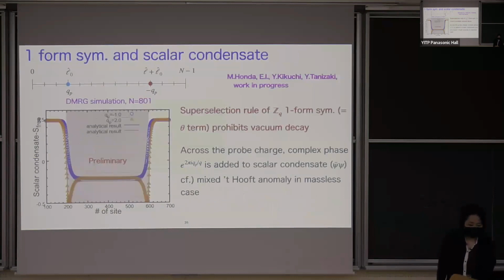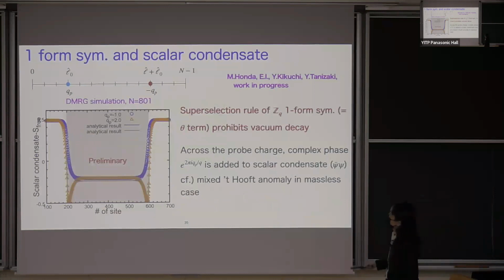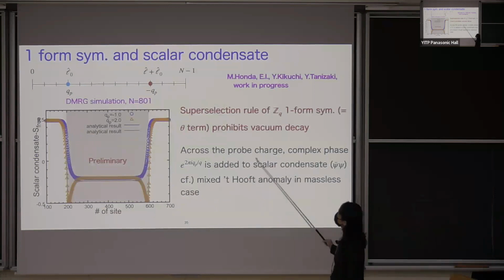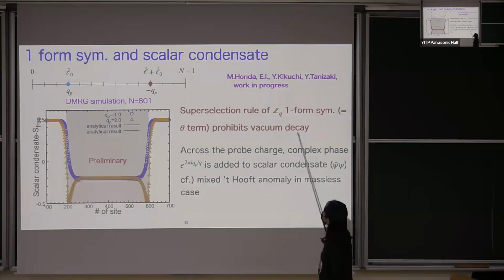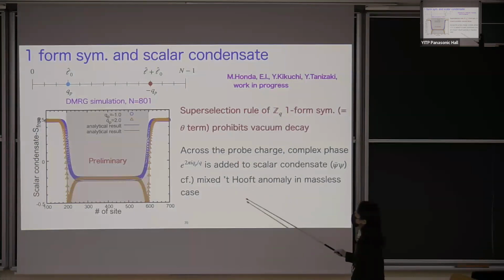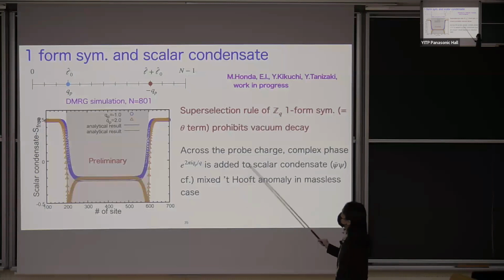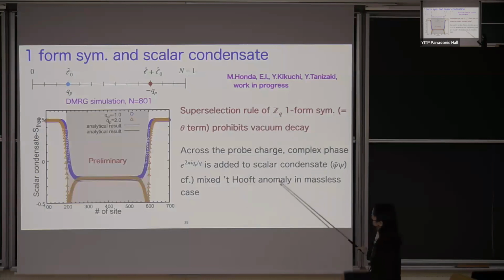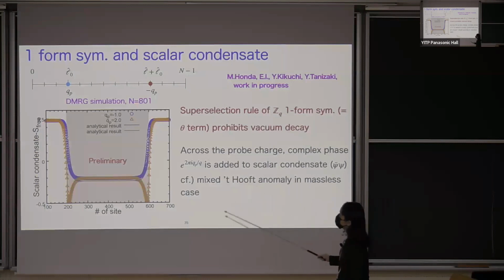And behind this, furthermore, there is actually a one-form symmetry. So the superselection rule of the Z_Q one-form symmetry prohibits the vacuum decay. And the order parameter to see this discrete symmetry is the chiral condensate or scalar condensate.